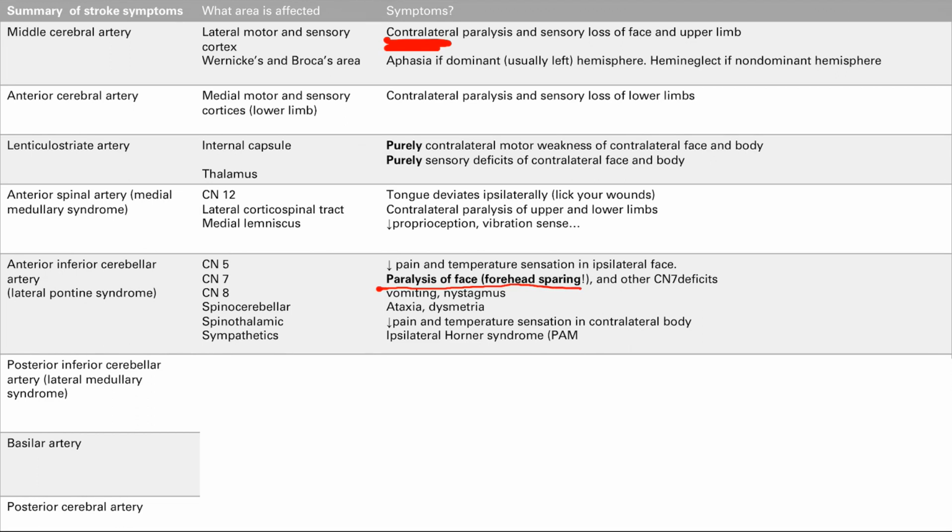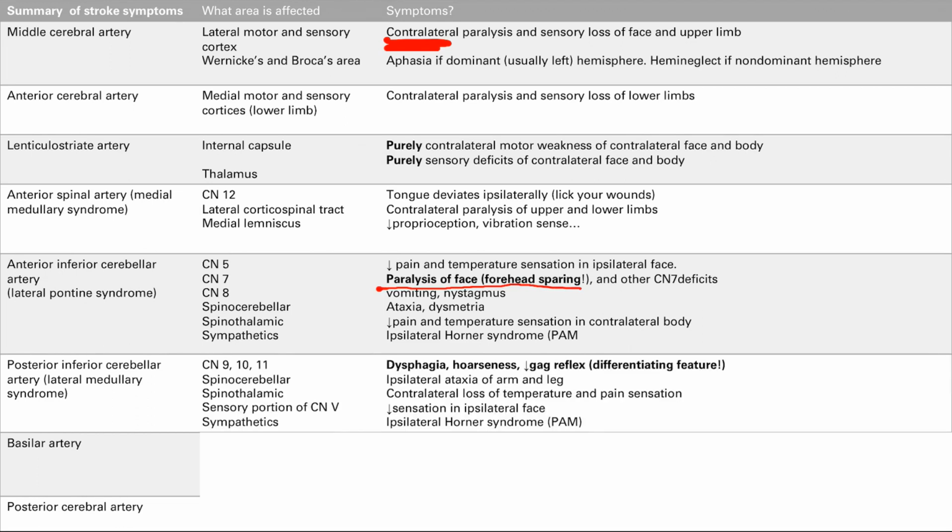We've talked a little bit about all these functions, so I'm not going to belabor it. Same thing for the posterior inferior cerebellar artery, or the lateral medullary syndrome. Remember what cranial nerves are in the lateral medulla? It's everything but cranial nerve 12. And then we've already talked about lateral structures in the brainstem. So cranial nerve 9, 10, 11, and then all of these. And then remember, this is their big differentiating feature here: dysphagia, hoarseness, decreased gag reflex.